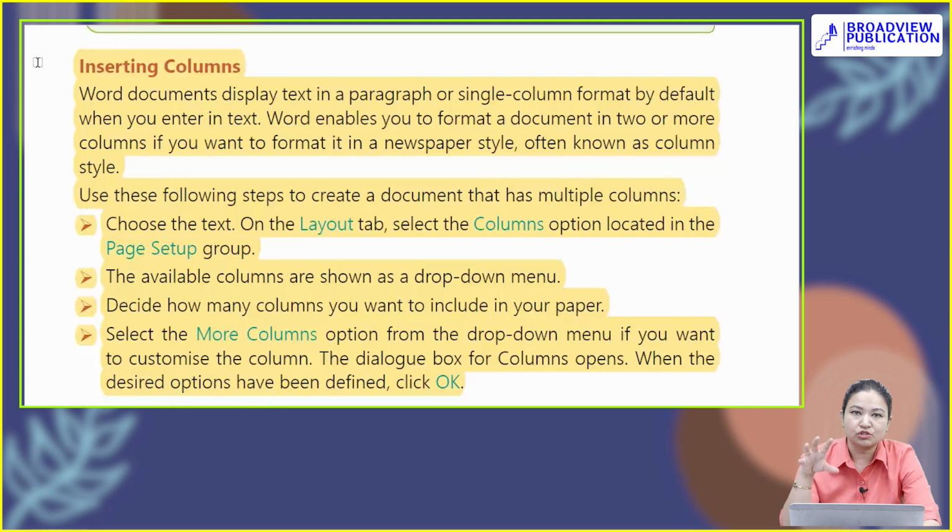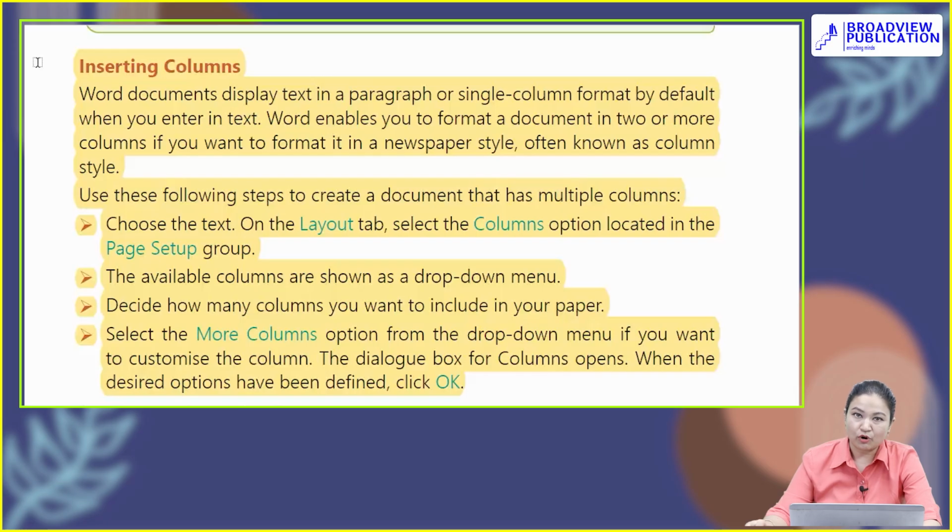Now you can show your document in columns as you see in newspapers, magazines, etc. For this you have to follow these steps. First of all, you have to choose the particular text. Now you have to go to the Layout tab, then select the Columns option, which is located in the Page Setup group. The available columns are shown here as a drop-down menu.